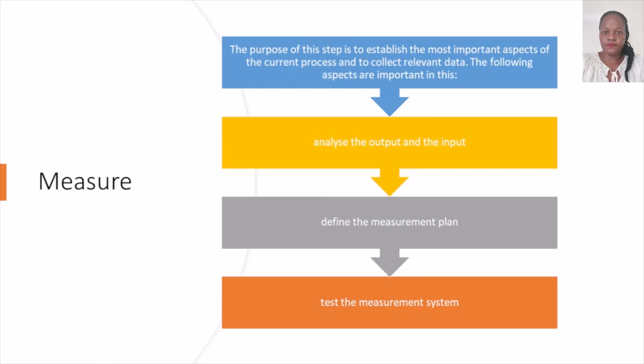In Measure, the purpose of this step is to establish the most important aspects of the current process and collect relevant data. So in this process, you need to analyze the outputs and the inputs. You also need a measurement plan to say, what am I going to measure and how am I going to measure it? And test the measurement system whether it will give you accurate results that are validated and verified.